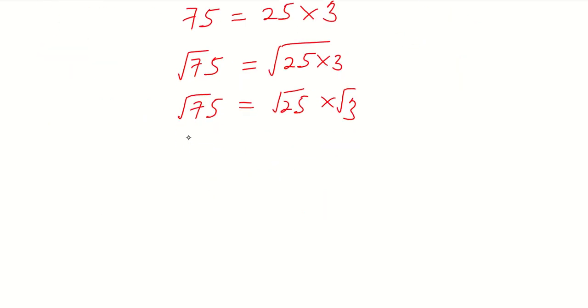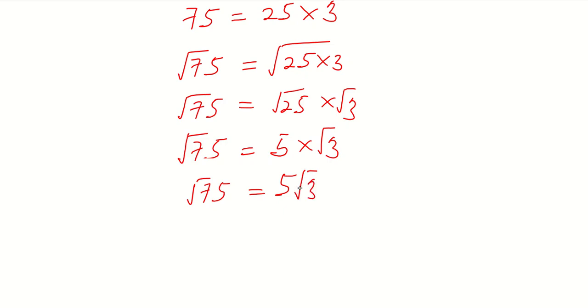Now, square root of 25 is the same thing as 5, times square root of 3, which means square root of 75 in its basic form is now 5 square root of 3. And that's how we can reduce square root of 75 to its basic form as 5 square root of 3. Now, let's look at the vice versa. If you have been given 5 square root of 3, how then do we simplify it to get square root of 75?